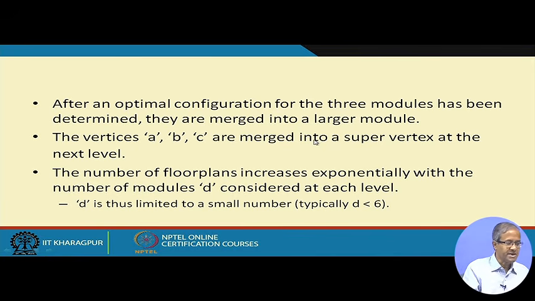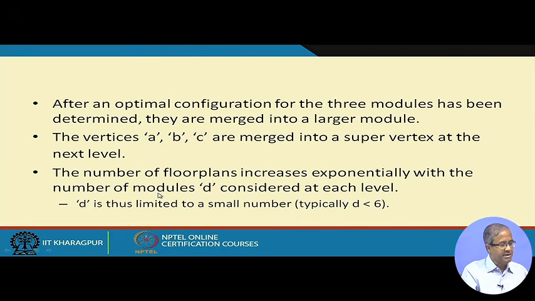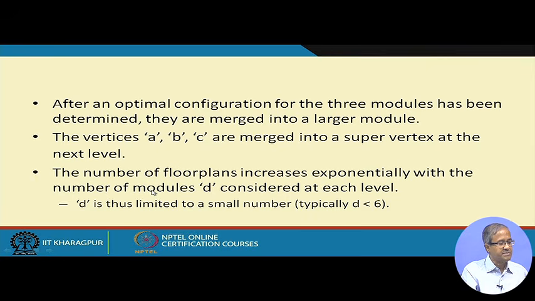But the problem here is that, as I said, you are considering a small number of vertices at each step, but how small? 3, 4, 5, 6? Well, it is seen that the number of such possibilities increases very rapidly with the number of vertices. So, typically we limit the number of nodes to 5, not more than that. The number of possible floor plans increases exponentially with d.